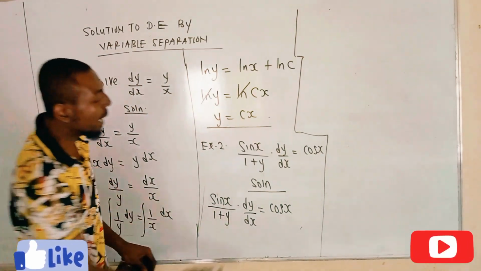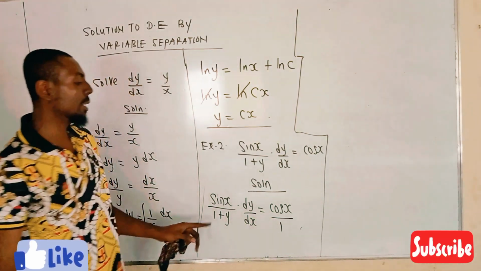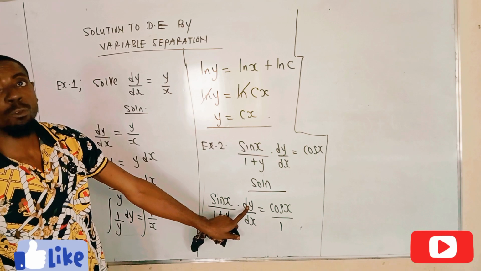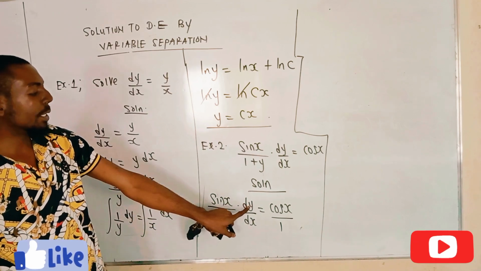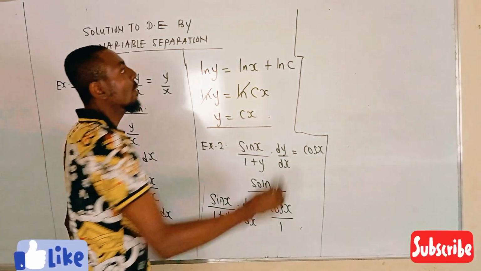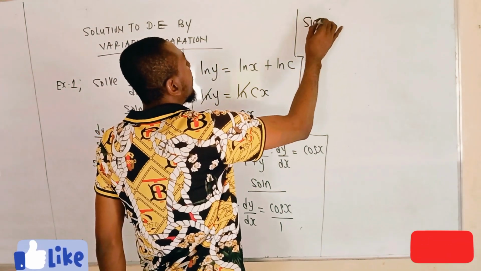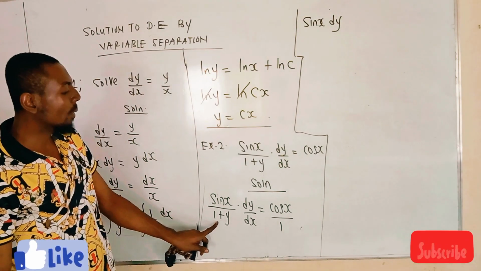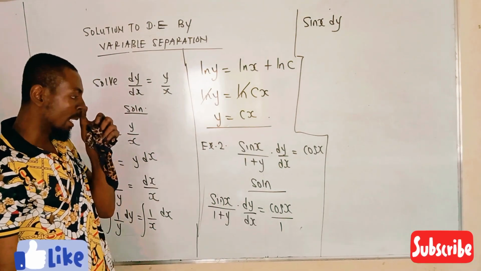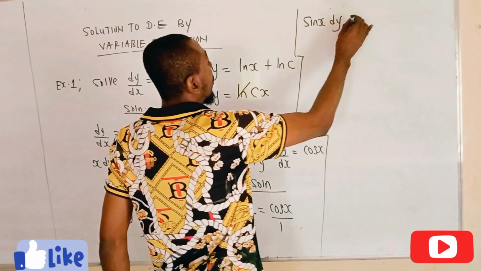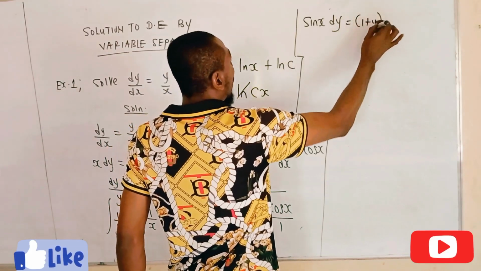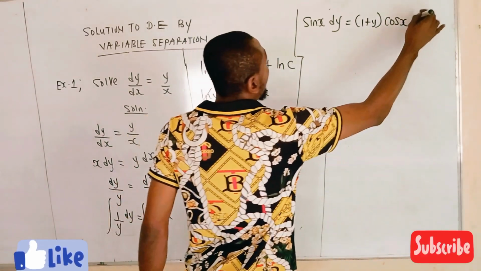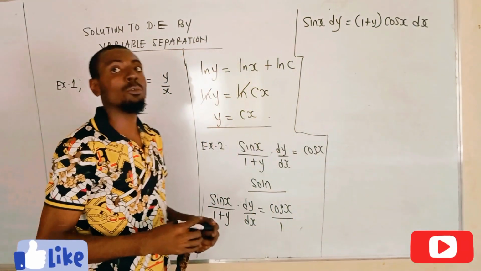So when I cross multiply, you find that this can be taken as over 1. Then everything will cross, the 1 having the differential value of y first. So sin x dy multiplied by 1 will give me sin x dy. Then (1 plus y) dx and cos x will multiply to give (1 plus y) cos x dx. So that's what we have when we cross multiply.